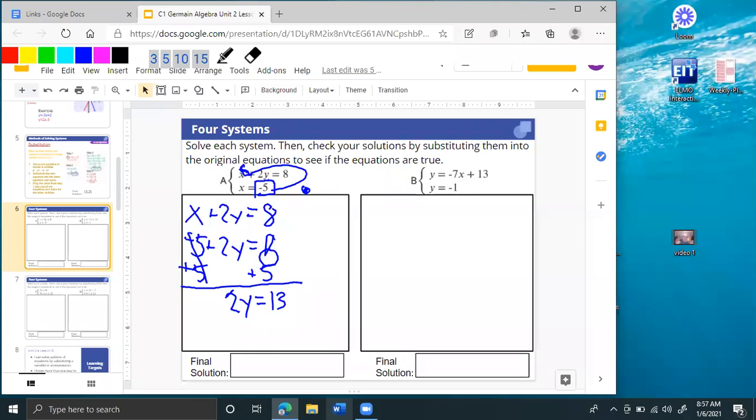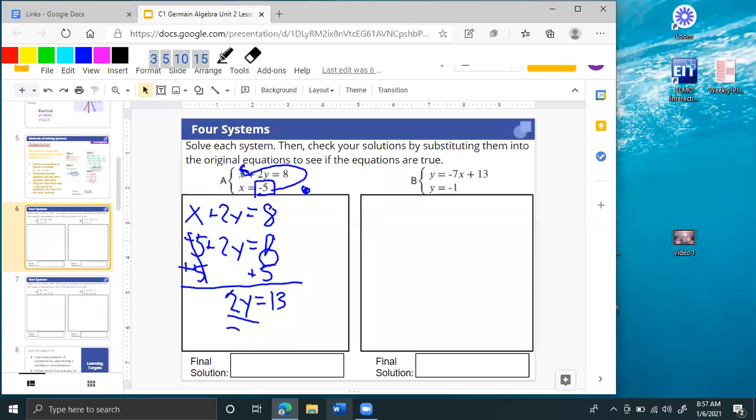Okay, and then how do I get my Y by itself now? How do I isolate my Y? Let me know in the chat, guys. What are we doing to isolate or get that Y by itself? Nice job, Gwen. Awesome job, Sadie. We're going to divide. Nice job, Adam. Nice job, Abby. We're going to divide both sides by 2.